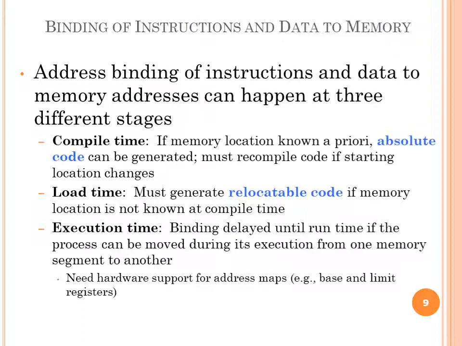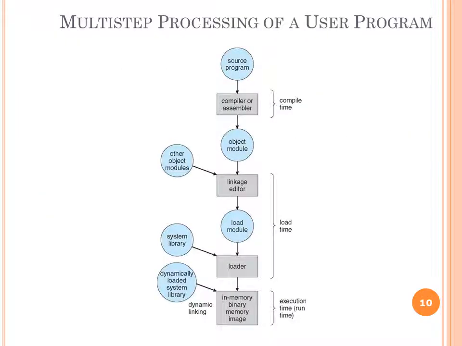The third stage is execution time. If the process can be moved during its execution from one memory segment to another, then binding must be delayed until runtime. The figure shows how a user program passes through the three stages: compile time, load time, and execution time.